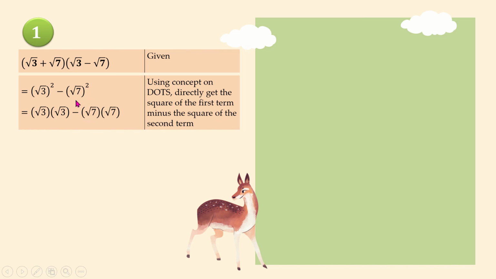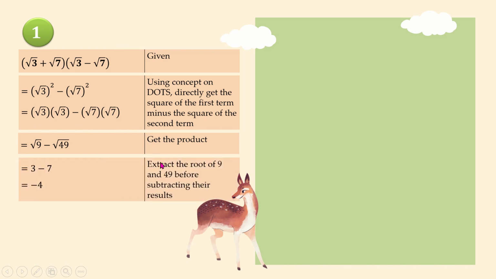Okay, squaring this radical is the radical times itself. Square root of 3 times square root of 3 is 3, and square root of 7 times square root of 7 is 7. That's why we get a product. Next is, extract the root of the results before subtracting. Square root of 9 is 3, square root of 49 is 7. So 3 minus 7 is negative 4.